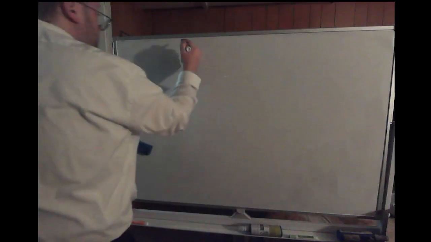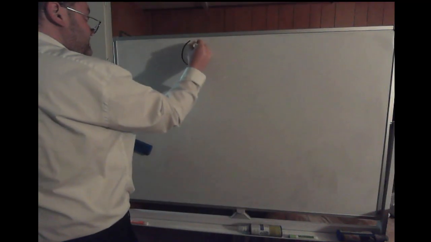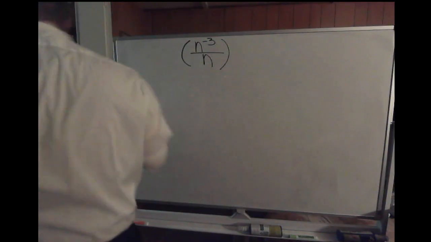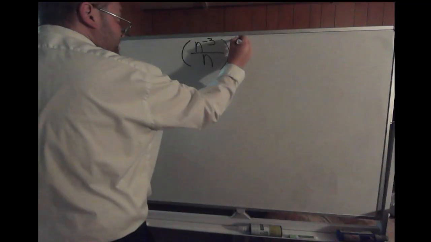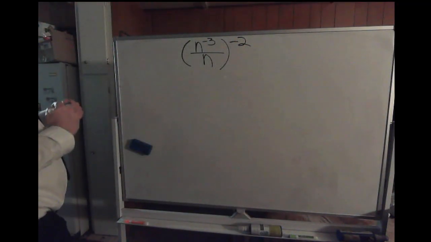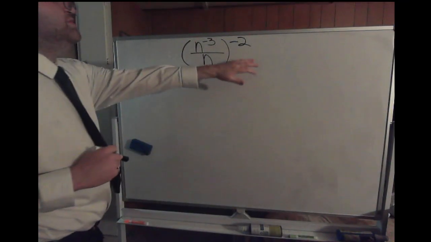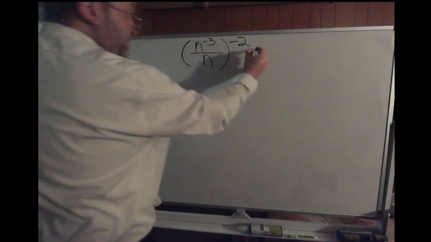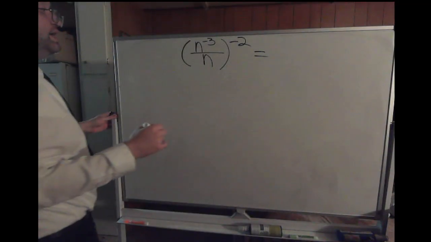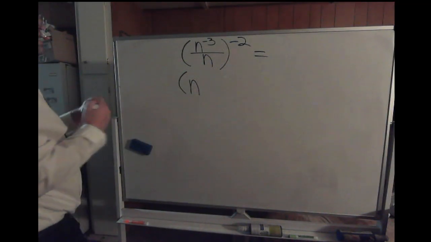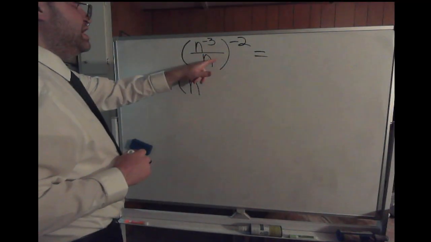Two more. We have n to the negative 3rd over n, that whole quantity to the negative 2nd power. Again, work inside your parentheses first. You have the base n. Now you have n to the negative 3rd really divided by n to the 1st.